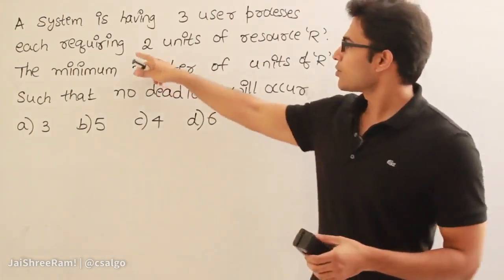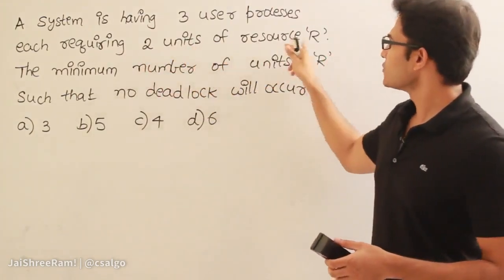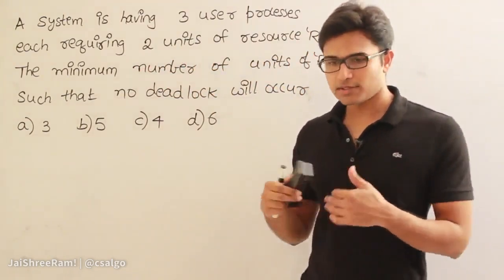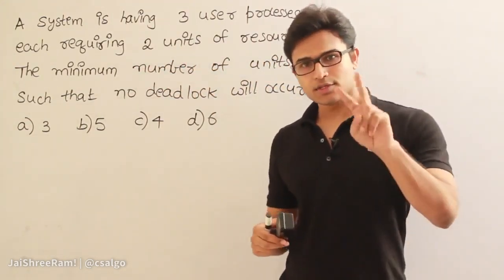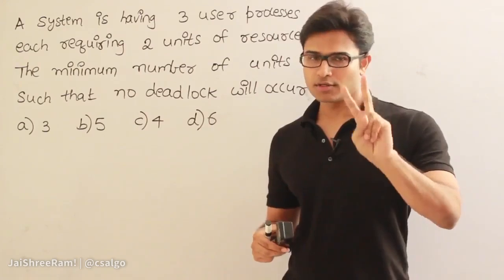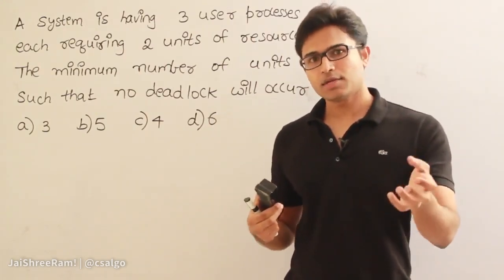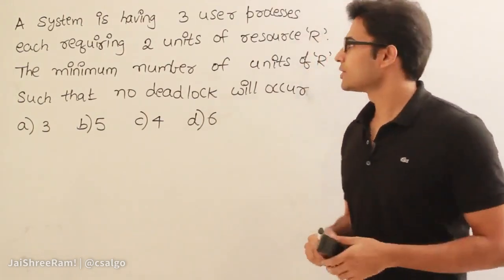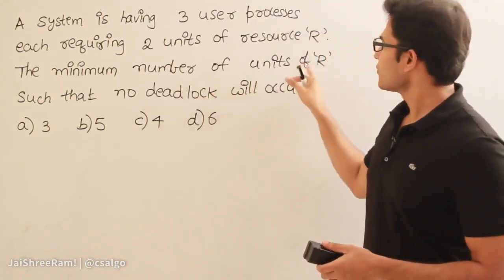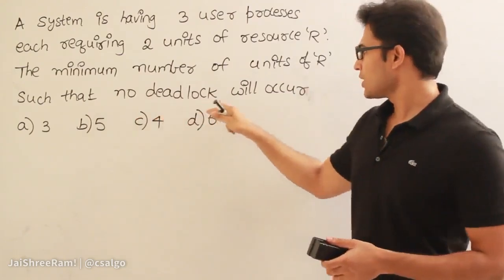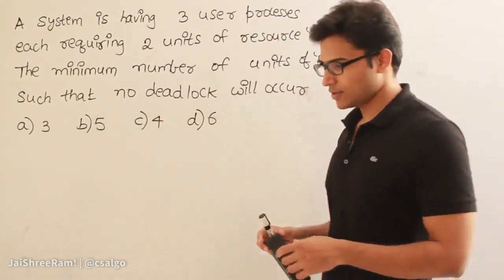Now they are saying that a system is having 3 user processes, and each process requires 2 units of a resource R, which means in order to finish its execution, it needs 2 units of resource R at the same time, not one after the other. At the same time, it has to hold 2 units of the resource. Then the minimum number of units of capital R such that no deadlock will occur. This is an interesting question.